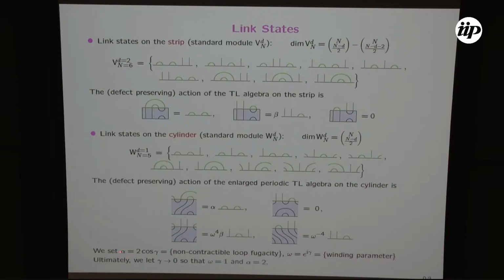Ultimately, I will set the non-contractible loop fugacity to be twice cosine gamma. And I will set omega equal to e to the i gamma, that's the winding parameter. And we will take gamma to 0, so that ultimately alpha will become 2 and omega will become 1. This is the only situation that will be of interest to us ultimately.